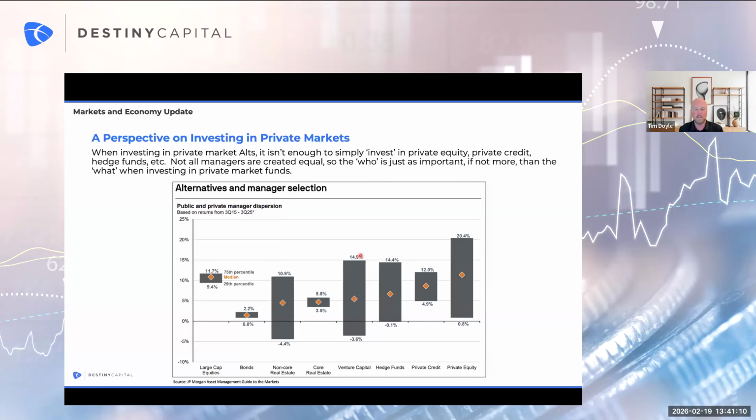And that's what, at Destiny Capital, we focus virtually all of our time on when we're identifying and sourcing the best investment opportunities for our investors. We're looking for that top quartile in the private credit space, in private equity. And it's not an easy task, right? That is challenging.